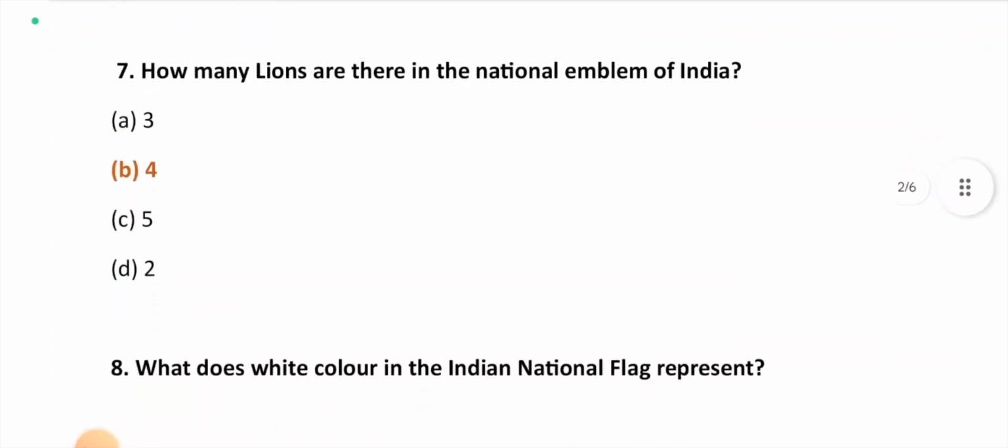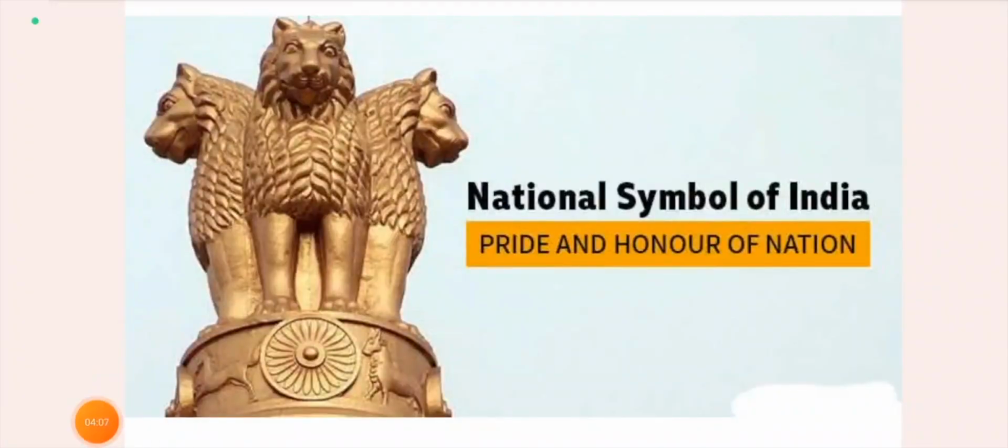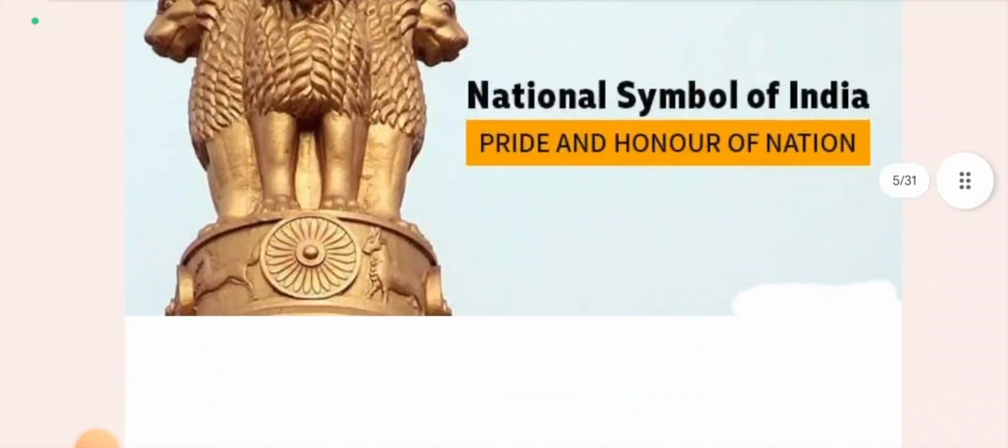Seventh question: how many lions are there in the national emblem of India? India's national emblem consists of 4 lions. Option B, 4. This is the national emblem of India. It consists of 4 lions, but at a time only 3 are visible to us. National symbol of India, pride and honor of our nation.